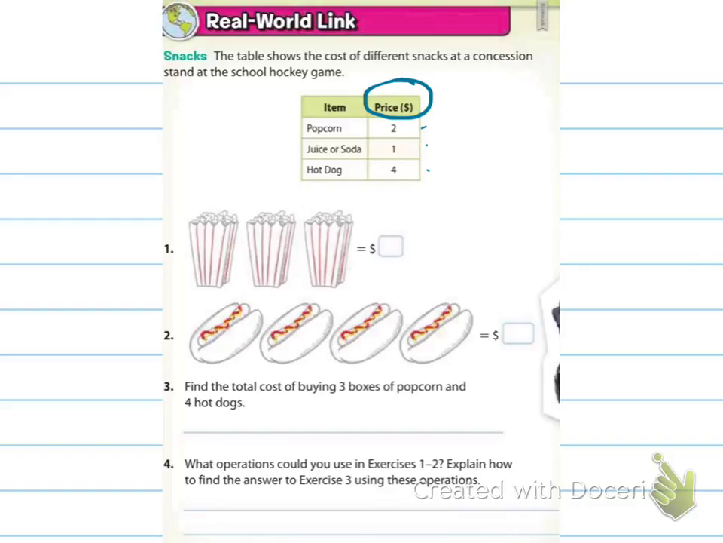So if they're showing you a picture that has 1, 2, 3 popcorns in it, how much would that cost? 1, 2, 3, 4 hot dogs, how much would that cost? And so I would like for you to go ahead and pause and answer 1 through 4 on your own, and when you come back, the answer will be there. Pause now.